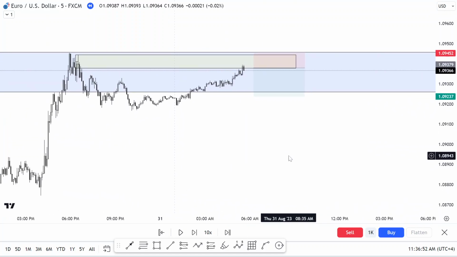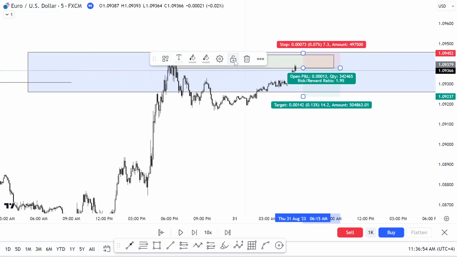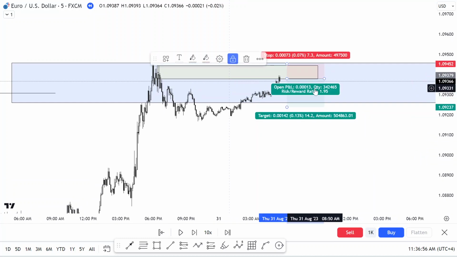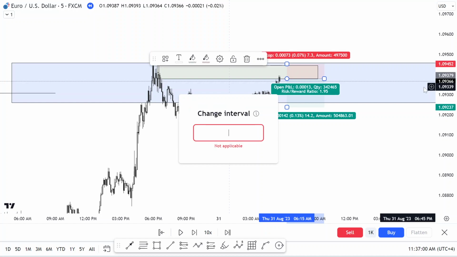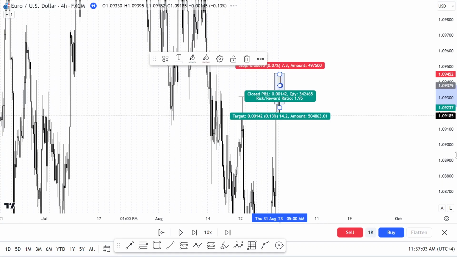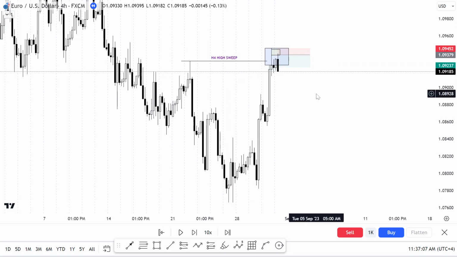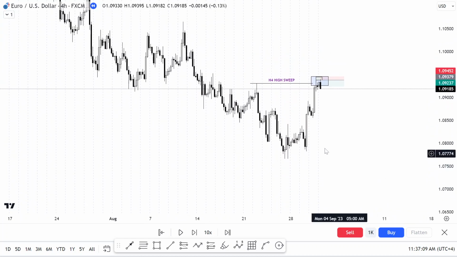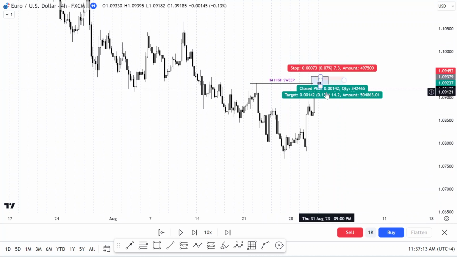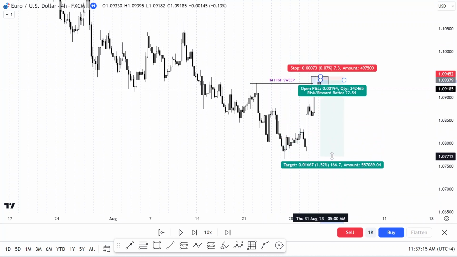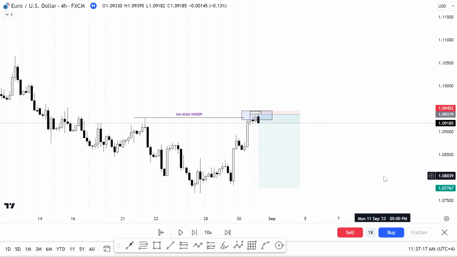Let's see how the market will react. And what about our target? You can put the target wherever you want, but for me, I put the target at the lowest point in the 4-hour time frame because I am confident that this is a 4-hour downtrend. Let's see what happened.